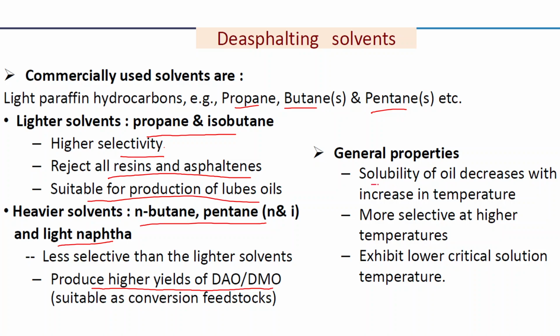Well, the general properties: the solubility of the oil decreases if we increase the temperature. If we move to a higher temperature, then the solubility of oil decreases. It is more selective at higher temperature and exhibits a lower critical solution temperature.